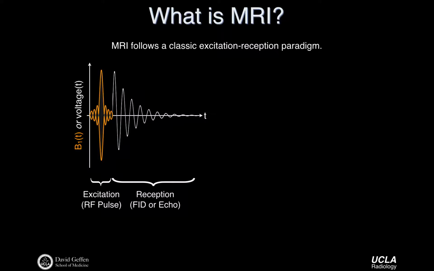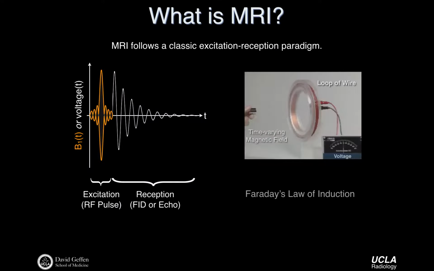And that signal that we receive goes by one of two names. It's either what we call a free induction decay or an echo. Echoes are kind of the most common thing that we use for generating images in MR. So you can think about putting energy into the system, and with a slight delay, there's a form of energy that comes back out of the system that's detectable. And that's detectable through Faraday's law of induction, which I think shows here.